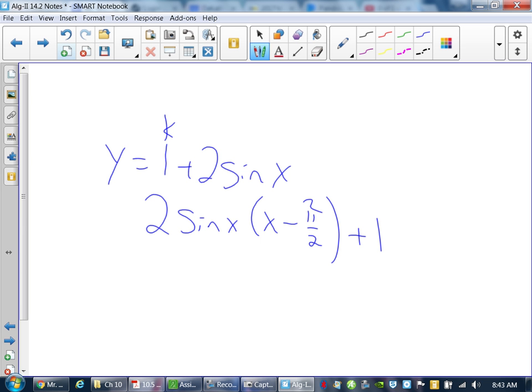A lot of times the textbooks and stuff, they put that k value up front for no apparent reason except that sometimes they do that.